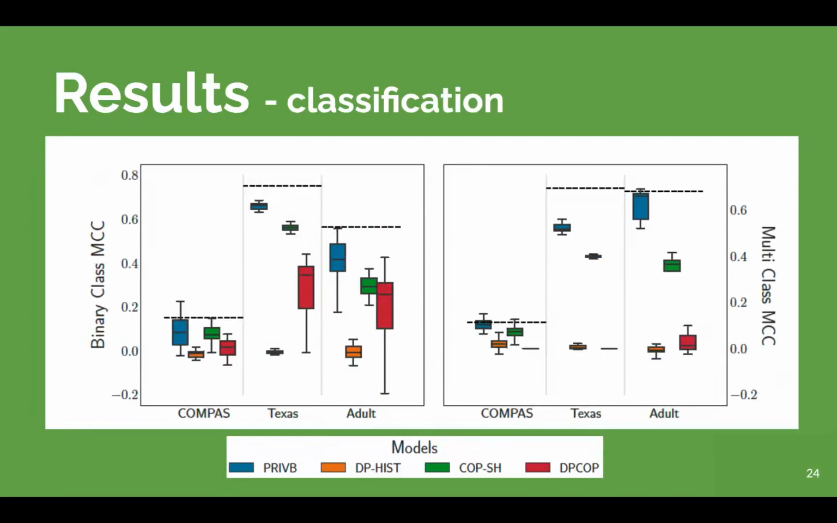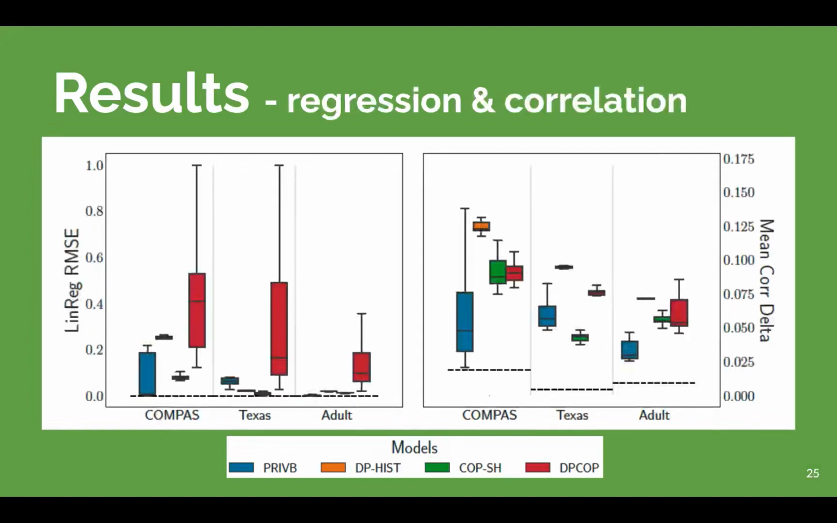For the classification, the dashed lines are the baseline, which is computed on the raw dataset. PrivBase outperforms our method, but our method seems to be a bit more stable, if you check the width of the stats. Then for the regression and correlation, the root mean square error, the lower the better, and the same goes for the mean correlation delta.